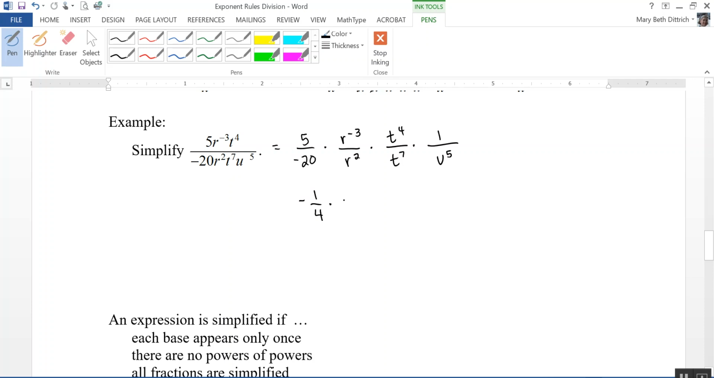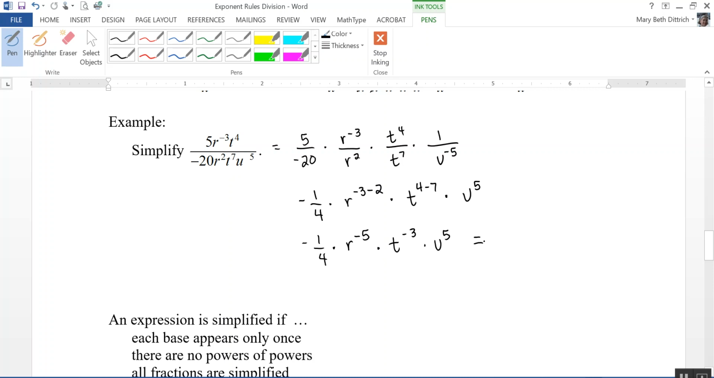R to the negative third divided by r squared is going to be r to the negative 3 minus 2, remember the quotient property, times t to the 4 minus 7, times, well, this doesn't have anything on top. Oh, I'm sorry, I made a mistake here. That should be u to the negative fifth. Okay, so I am going to change that so I can make that a u to the positive fifth power. So that's going to give us negative 1/4 times r to the negative fifth times t to the negative third times u to the fifth.